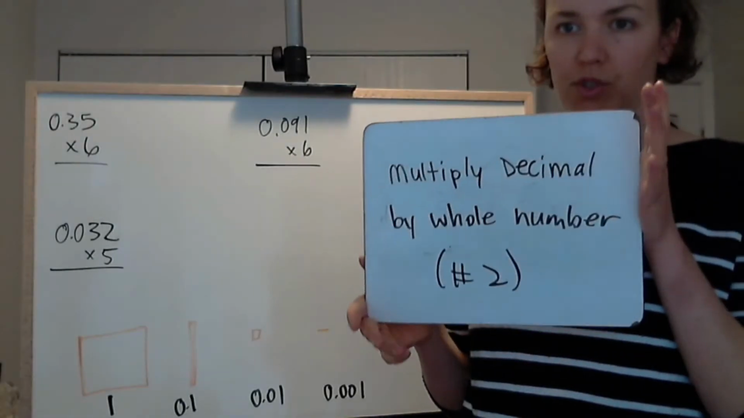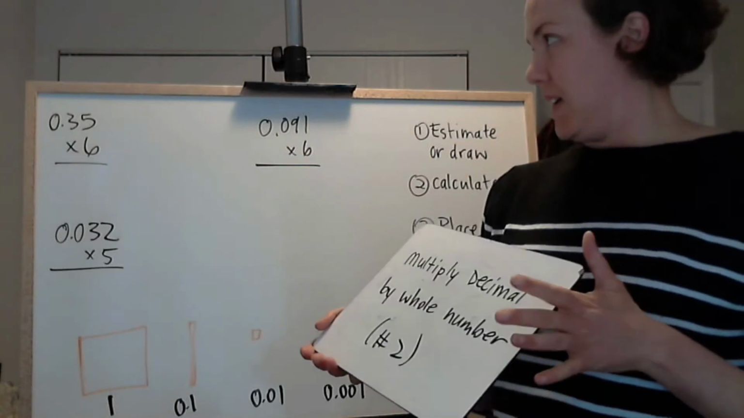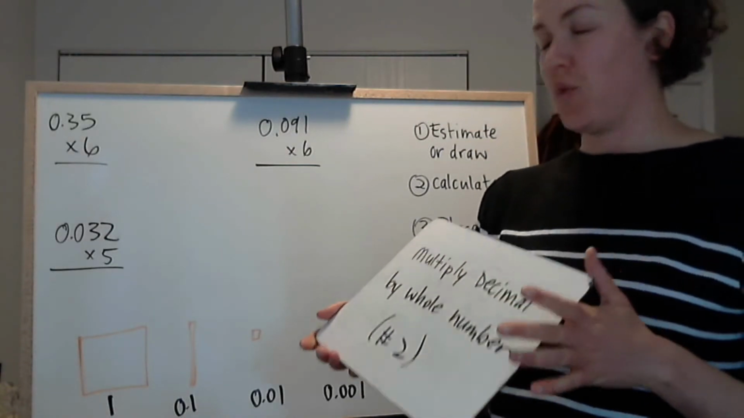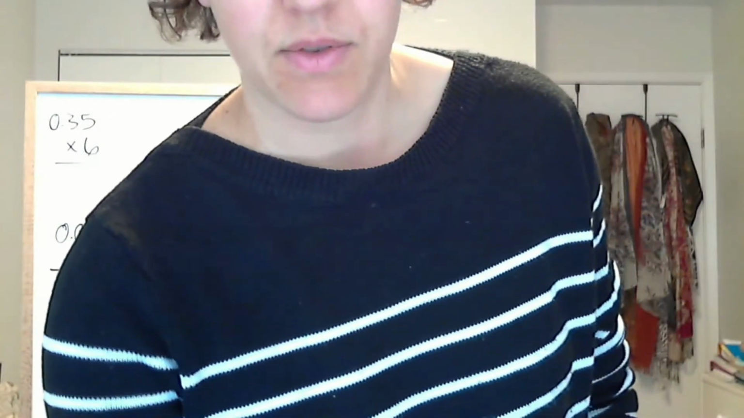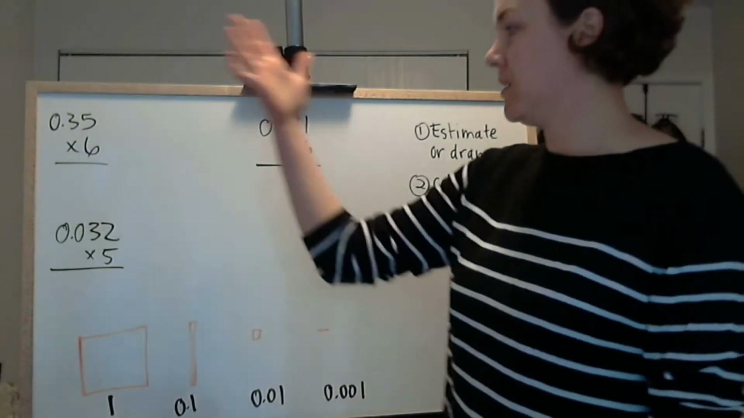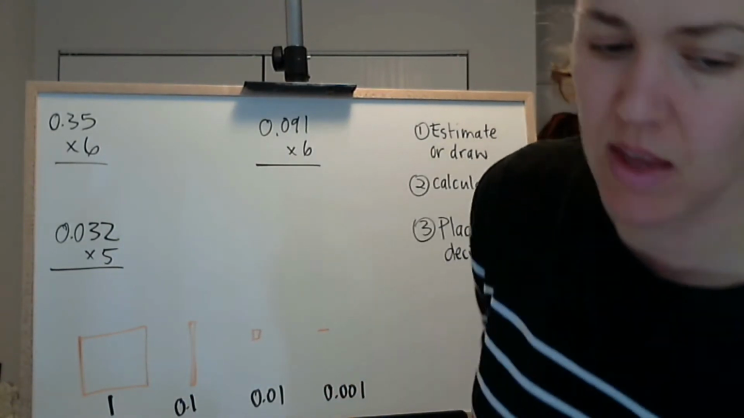This is video number 2 for multiply a decimal by a whole number. And I'm going to show you a shortcut here, but the shortcut will only really make sense if you can visualize what this would look like with the manipulatives, especially when we get into hundredths and thousandths.